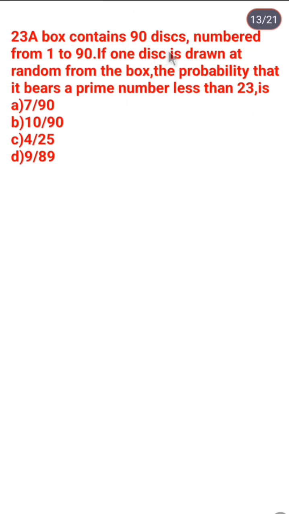A box contains 90 discs numbered 1 to 90. Total possible outcomes is 1 to 90, means how many numbers in total? 90 numbers are there. Now if one disc is drawn at random from the box, the probability that it bears a prime number less than 23. Meaning what should come? Favorable outcomes. The discs are numbered 1 to 90. I have to take one disc, and it should be a prime number less than 23.